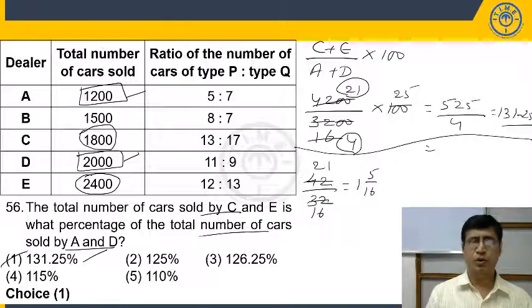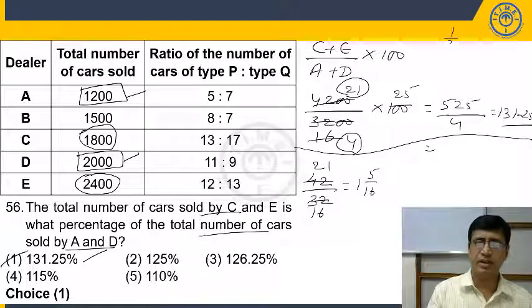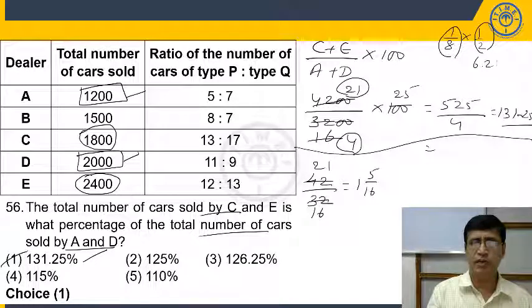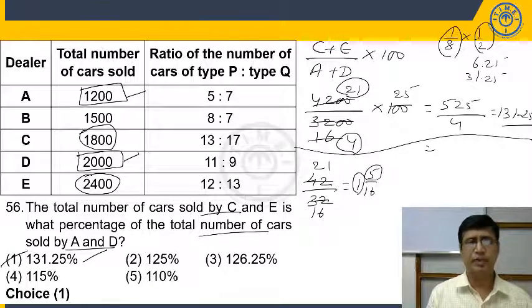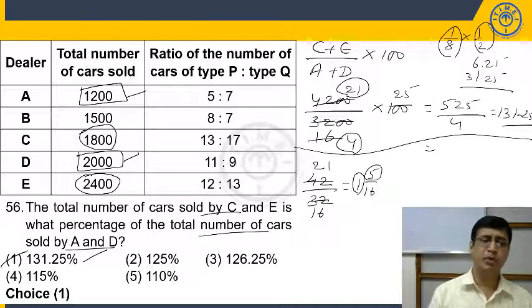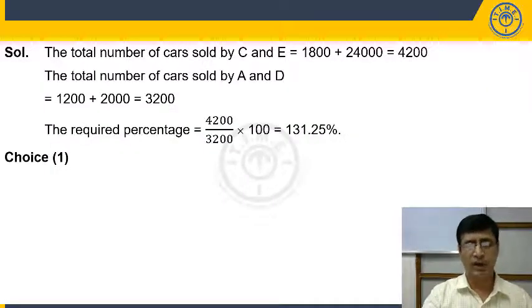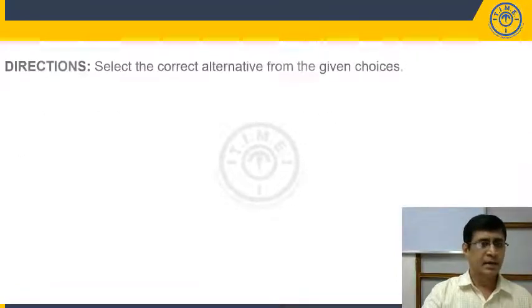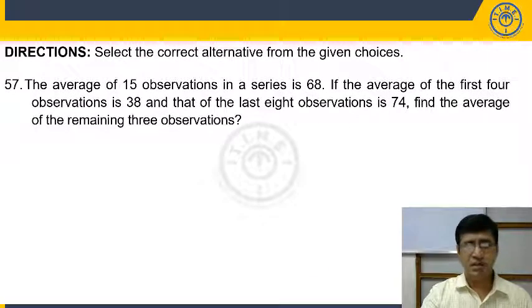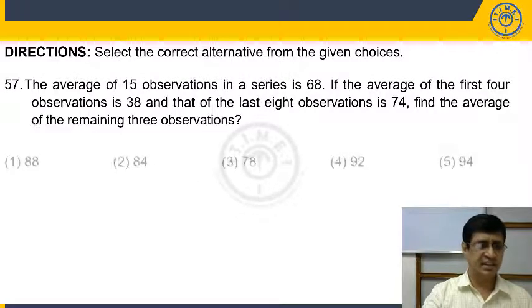Am I right? So 1 by 16 is equal to how much? 1 by 16 means half of 1 by 8. 1 by 8 means 12.5. Half of it is equal to 6.25. So 5 times 6.25 is 31.25. One integer part means 100%. Here 31.25. 100 plus 31.25 is 131.25. So right choice, option number 1. First choice is the right choice. Yes, my dear students, this is the completion of the data interpretation.